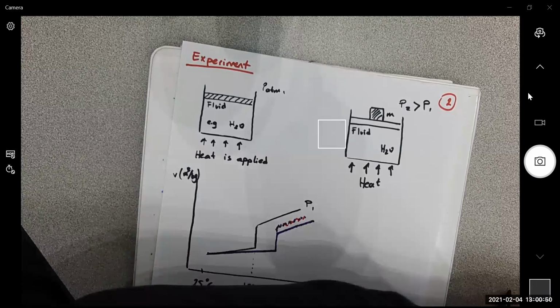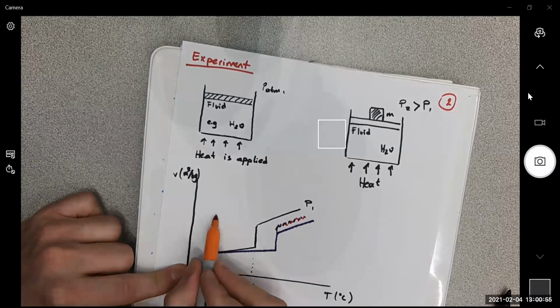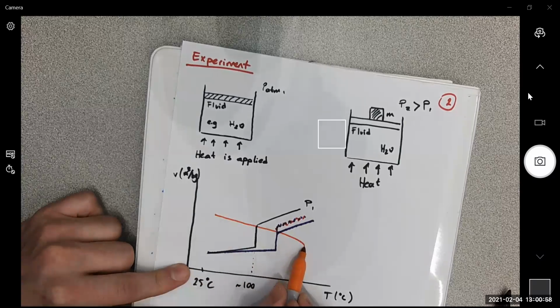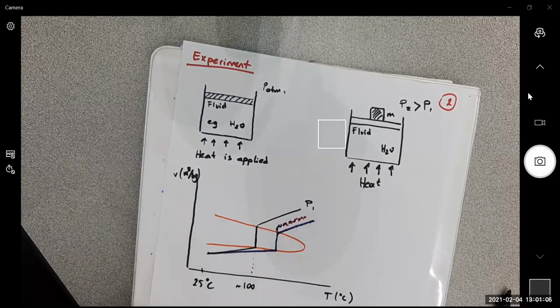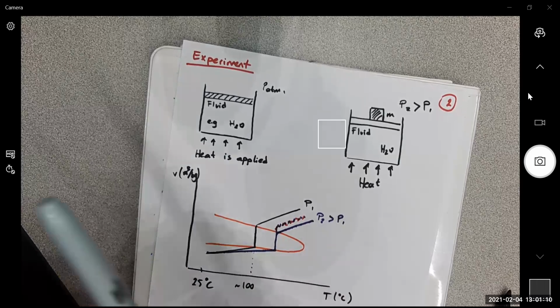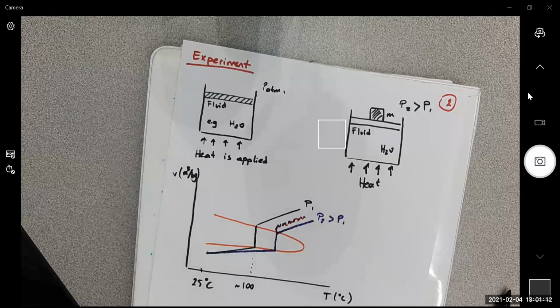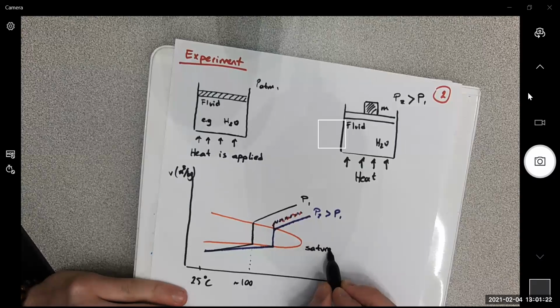So if I keep doing this again and again, what I have is this. Right? And this is for pressure 2, which is higher than P1. And this curve is called the saturation curve.